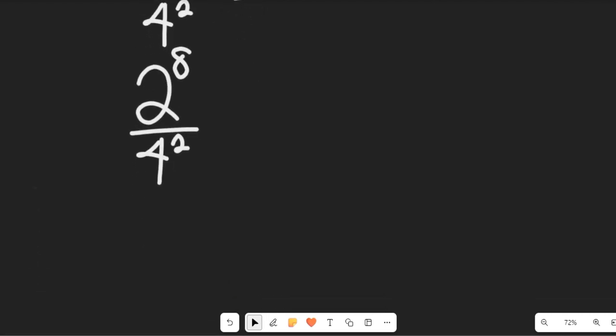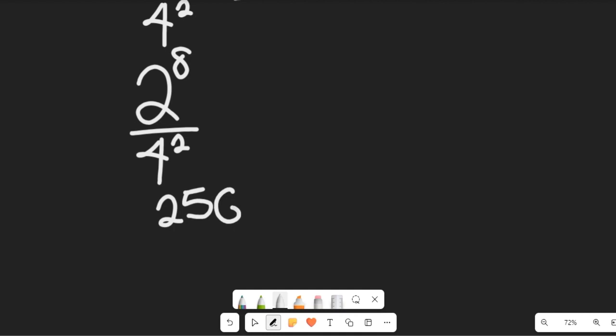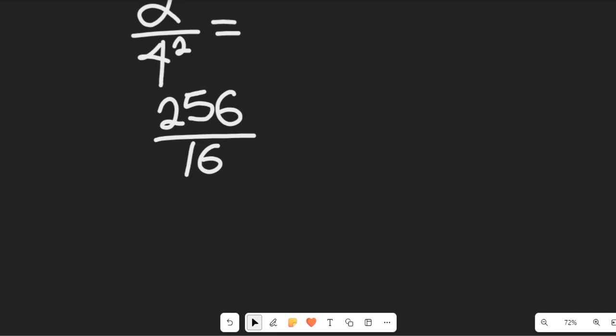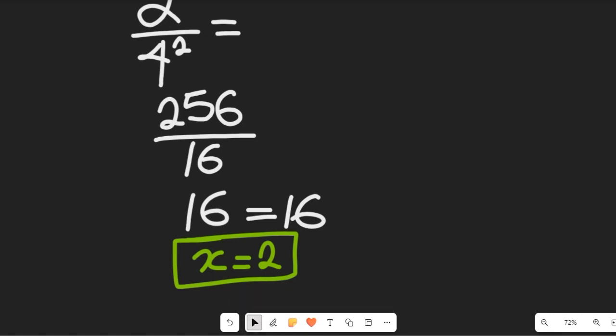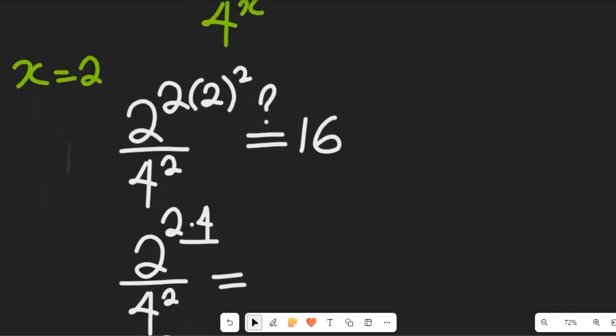So 2 to the power of 8 is going to give us 256, right? And this will be divided by 16. So if we simplify this, 256 divided by 16 will be equal to 16. So you see, 16 is equal to 16, which tells us that x equal to 2 is a solution to that exponential equation.